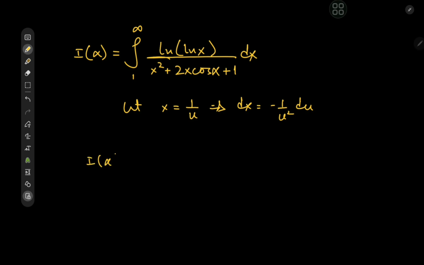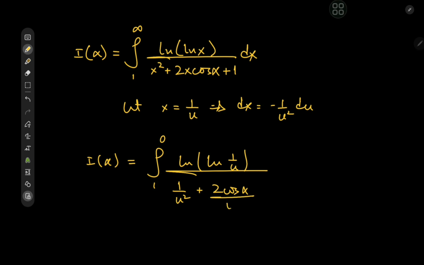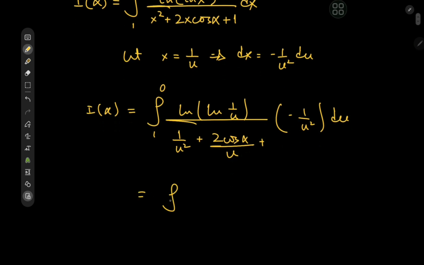That means the target integral I is now the integral from, as x approaches 1, we have u approaching 1, but as x approaches infinity, we have u approaching 0, of log 1 by u divided by 1 by u squared plus 2 cosine alpha divided by u plus 1, times negative 1 by u squared du. And of course we can simplify this a bit because in the denominator, we have 1 plus 2u cosine alpha plus u squared all divided by u squared.